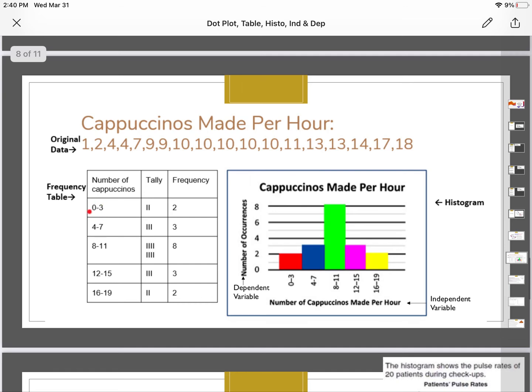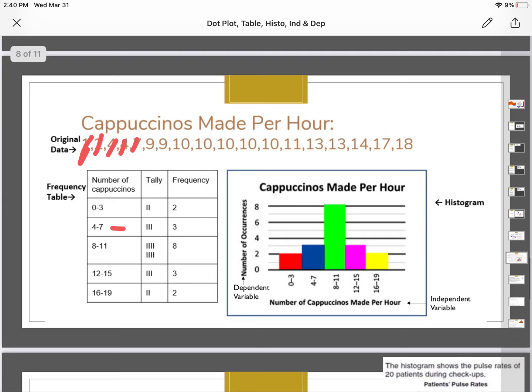So if you look, how many numbers fall between 0 and 3? If you actually count the numbers between 0 and 3, 1, 2, only 2. So they tallied twice, and they wrote that the frequency was 2. How many numbers were between 4 and 7? 1, 2, 3. So they tallied, you can see, 3 times.